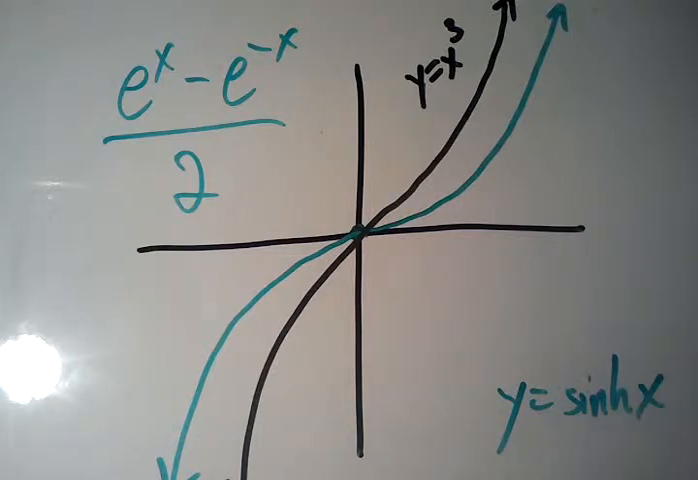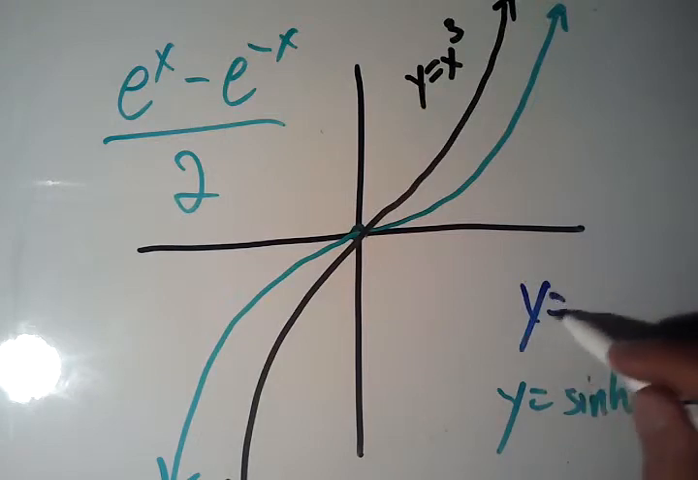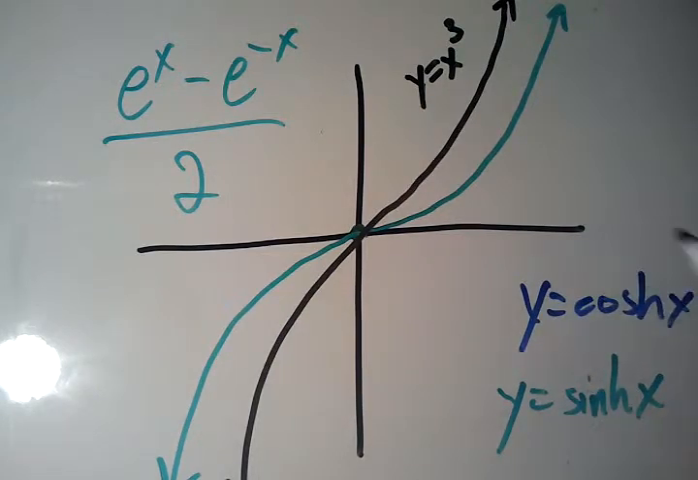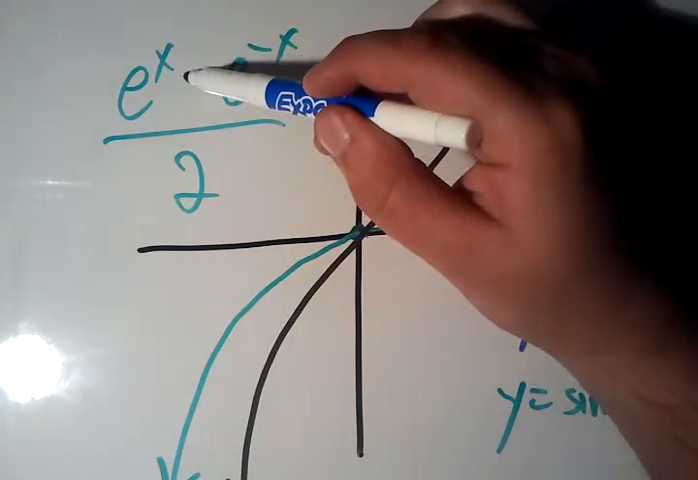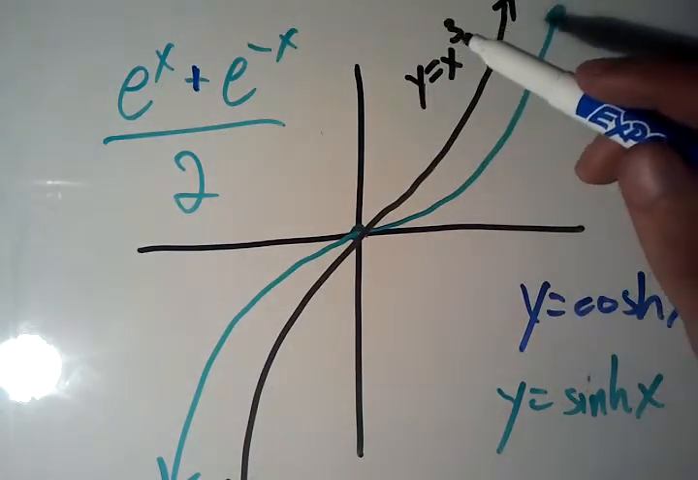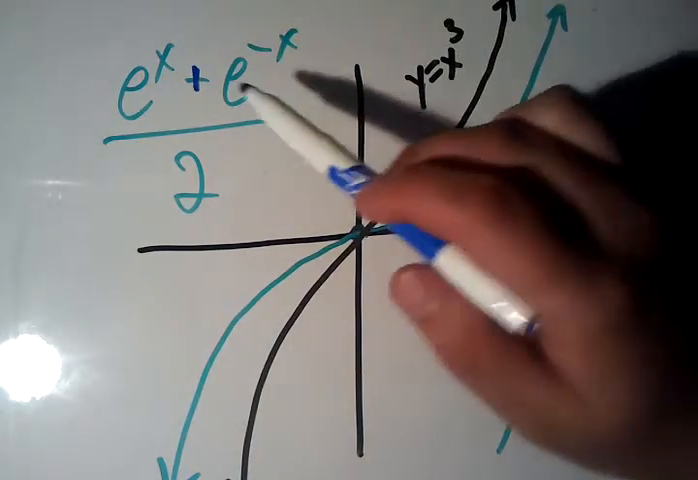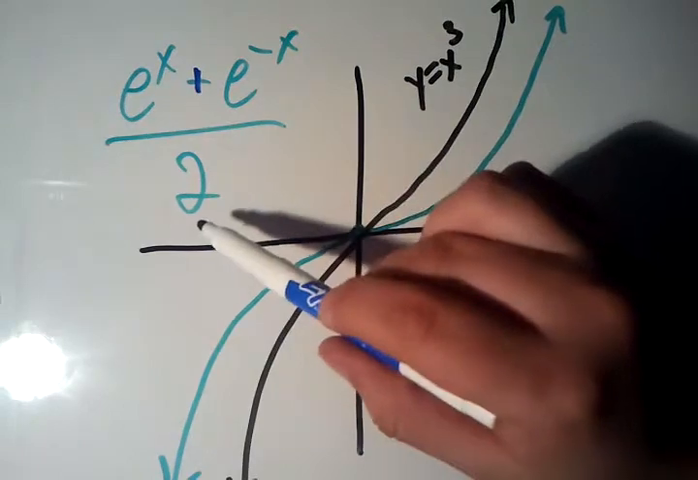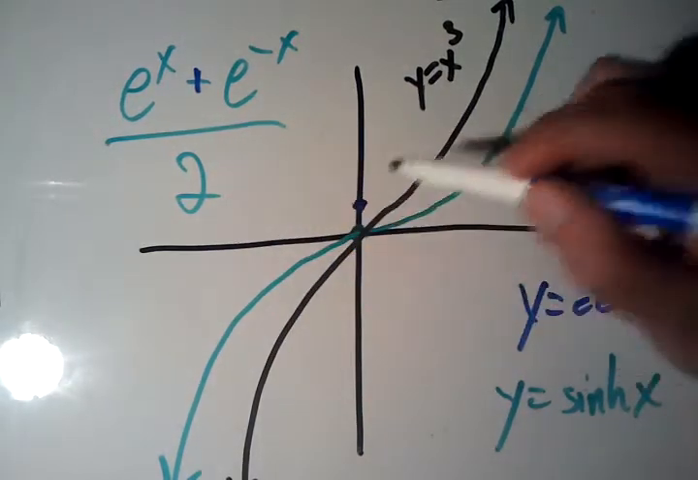Now, on the same graph, I'm going to draw cosh. So now we're going to say y equals cosh x. And remember, instead of negative, it's positive here. So let's think about how that's going to act. When you put in 0, this becomes 1 plus 1 over 2, which is just 1. So it starts up here at 1.